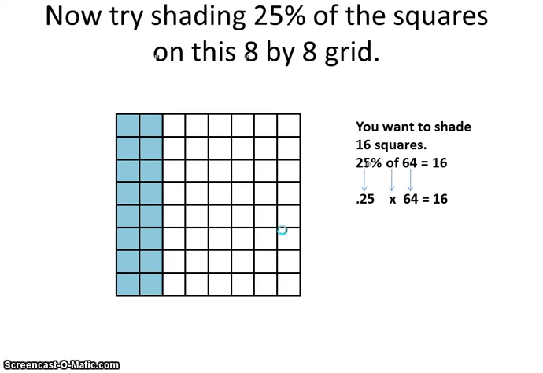The word of tells me I need to multiply, and I know the total that I need to multiply by. It's 8 by 8, the square is 64. So 25 hundredths times 64 equals 16. 16 is the number of squares I would shade in on this grid.